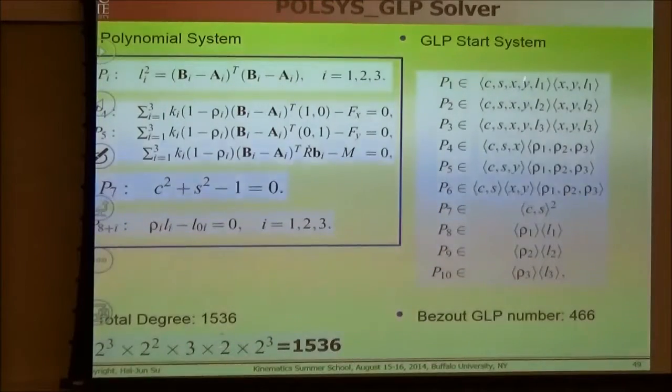The total degree of this polynomial system is 1,536. You can count the degrees by multiplying the degree of each polynomial, and then you get that. But this GLP start system gives you a number of 466, which is more complicated to count manually.